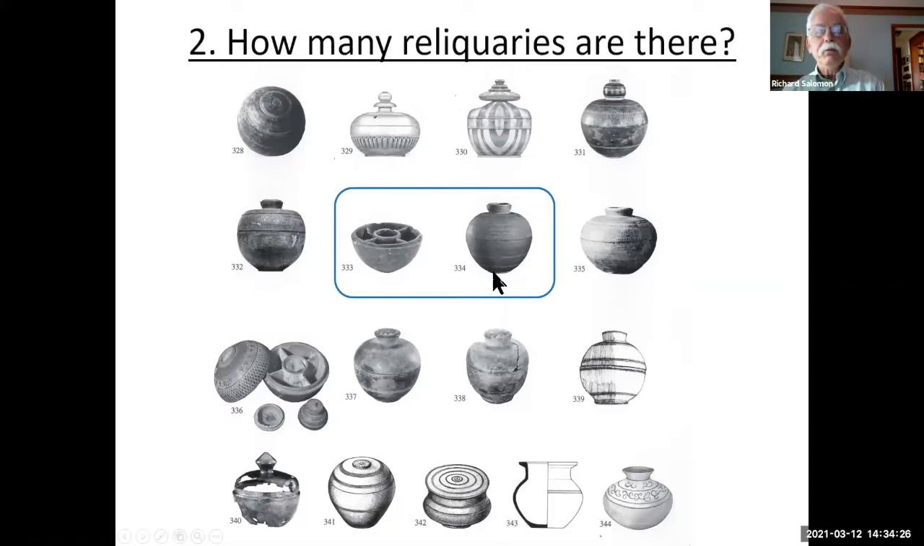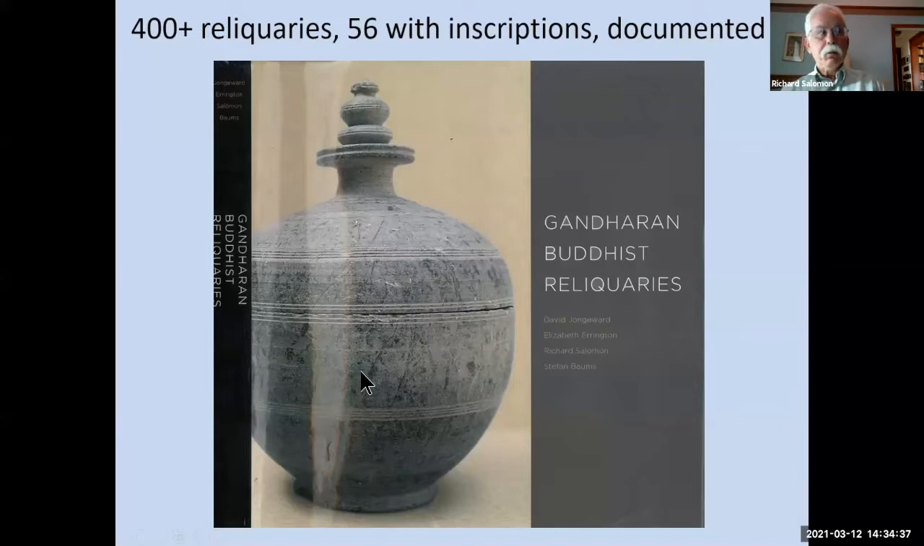So this image is taken from this book, Gandharan Buddhist Reliquaries, which was published, it's been a while now, in 2012. David Jongeward, although he rather generously listed himself as a co-author, he was actually the principal author, and he did all the legwork tracking down all over the world these 400 plus reliquaries, documenting them, photographing them, and putting together this beautiful volume.